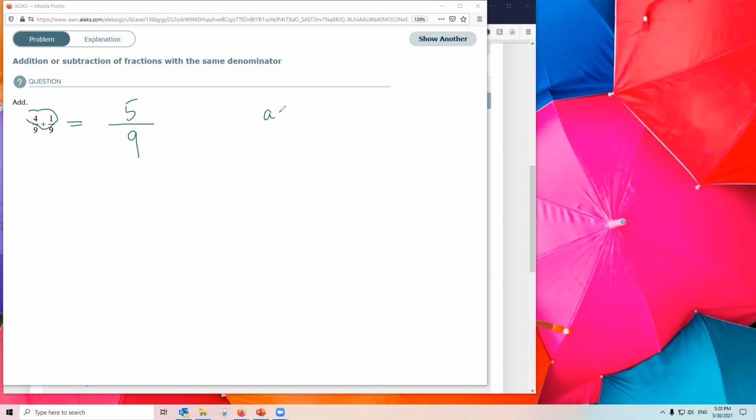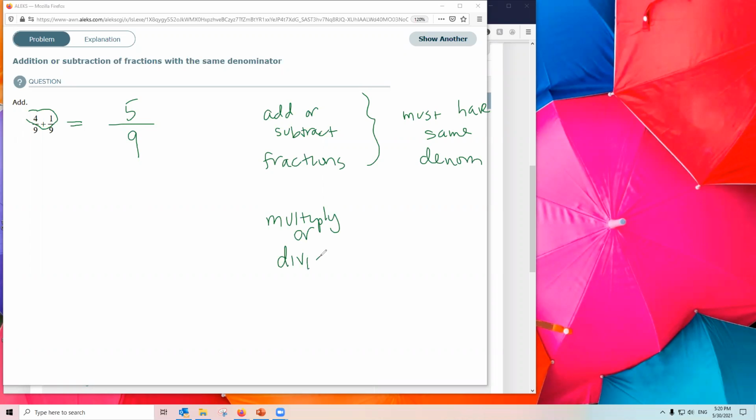So notice to add or subtract fractions, you must have the same denominator. But to multiply or divide fractions, you do not need the same denominator. Okay. All right, again, this is on the reference packet. So if you forget these rules for adding or multiplying fractions, you can go back to that reference packet.